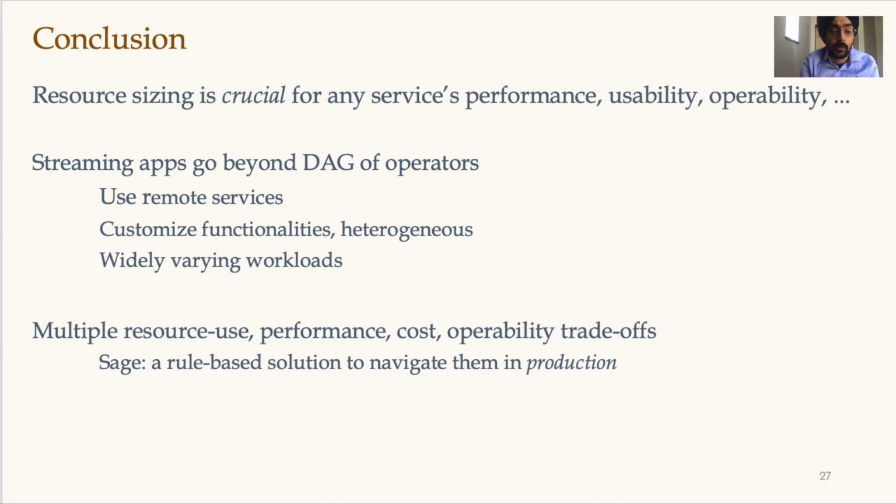distributions assumed in literature. So therefore, resource sizing for such apps involves navigating the complex trade-offs between resource utilization, performance, cost, and operability. What we've done here is built a rule-based system called Sage that handles these trade-offs and is tailored to our production applications.